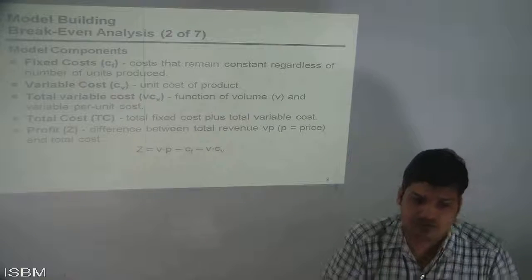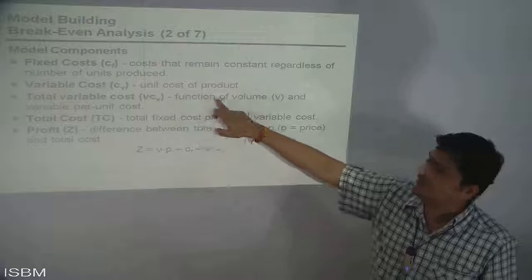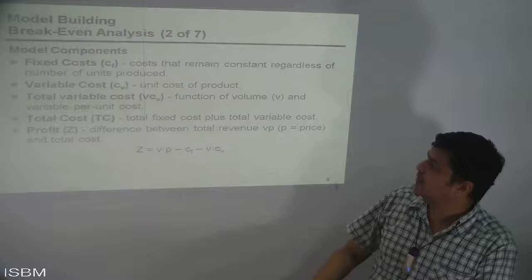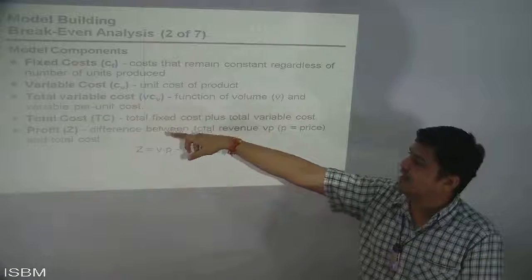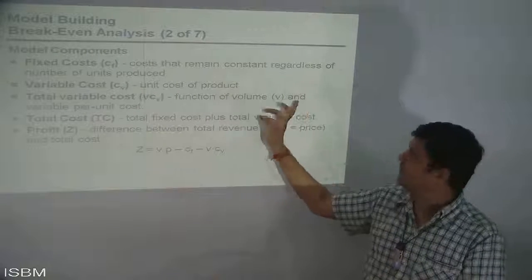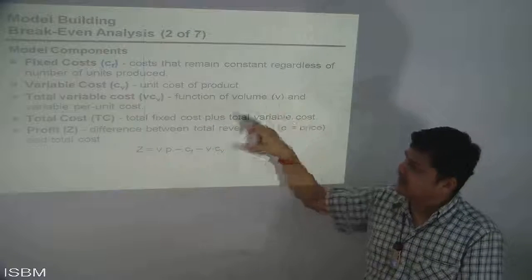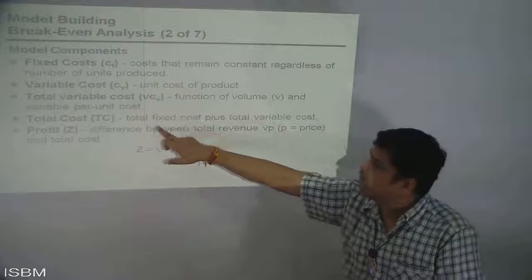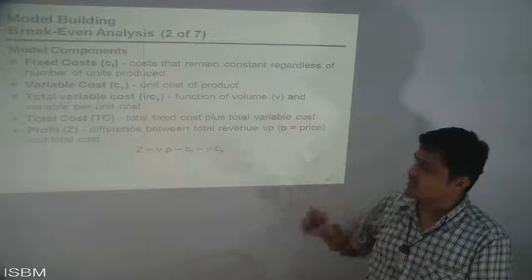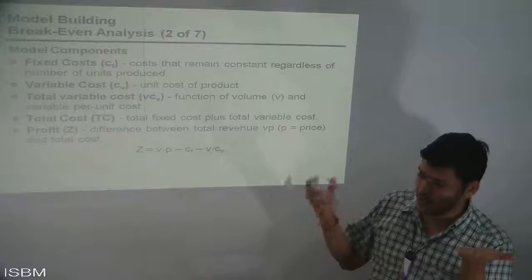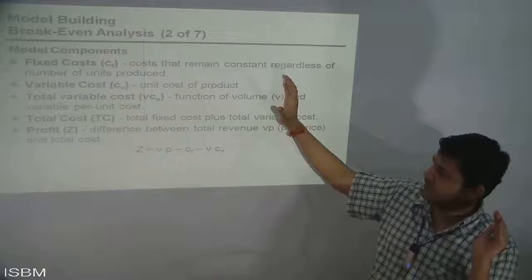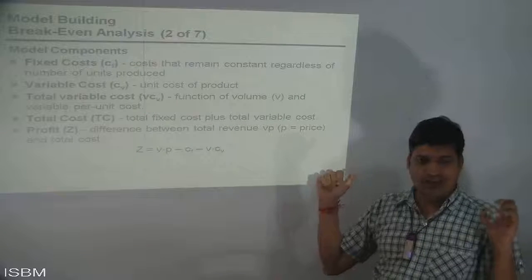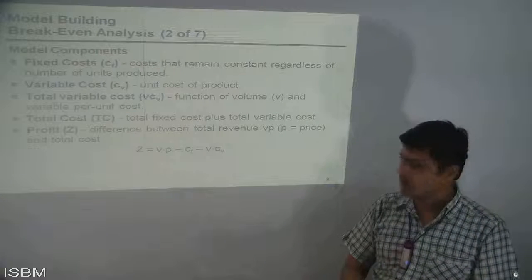Then the variable cost. Variable cost is nothing but the unit cost of production. The total variable cost is a function of volume V and the variable per unit cost. Then the total cost is total fixed cost plus total variable cost. There are two costs we have seen here, variable cost and fixed cost. When you add the variable cost and fixed cost, that is nothing but the total cost.